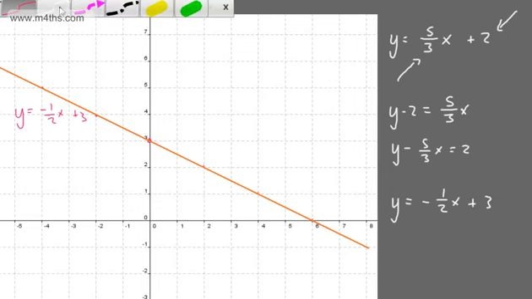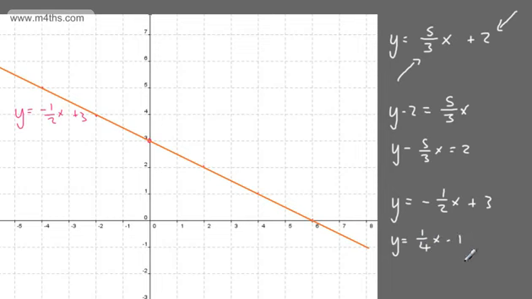If we wanted to do, for example, now y is equal to 1/4 x minus 1. The gradient is 1/4 and it cuts at minus 1. So I'm going to find my point just here. It cuts here at minus 1, and now we've got a gradient of 1/4. So this goes up 1 for every 4 it goes across. So all we would do from there is just draw that straight across.